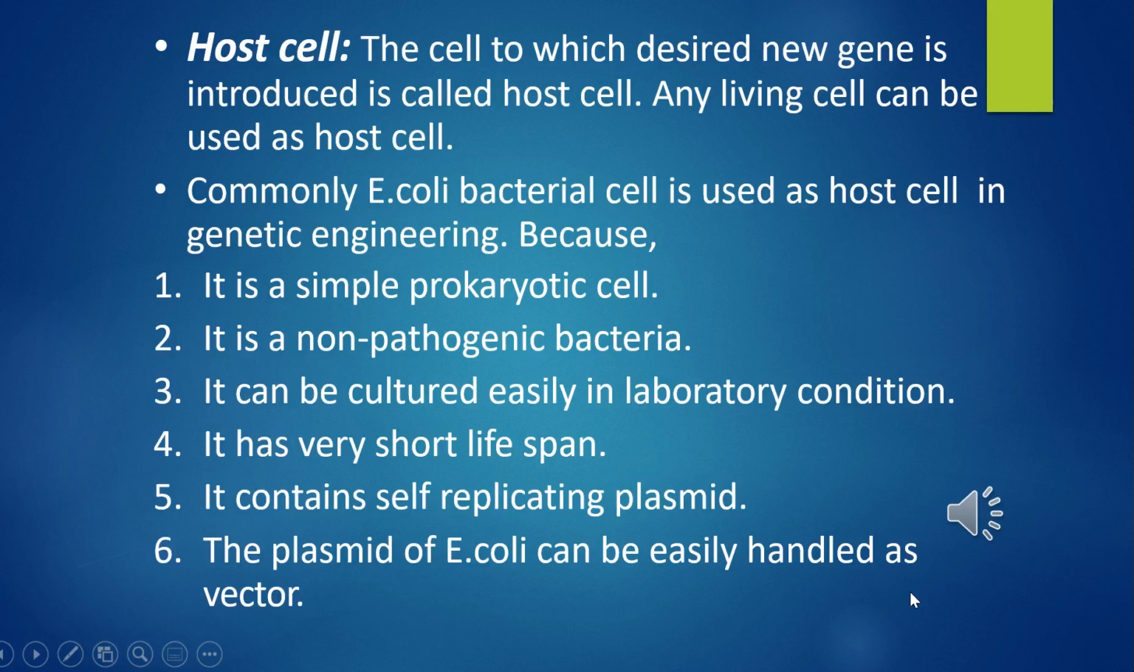First of all, we'll see what is host cell. The cell to which desired new gene is introduced is called host cell. Any living cell can be used as host cell, but mostly Escherichia coli bacterial cell is used as host cell in genetic engineering because it's simple prokaryotic cell, it's non-pathogenic bacteria, and it can be cultured easily in the lab. It has very short lifespan and it contains self-replicating plasmid. And the plasmid of Escherichia coli can be easily handled as a vector.